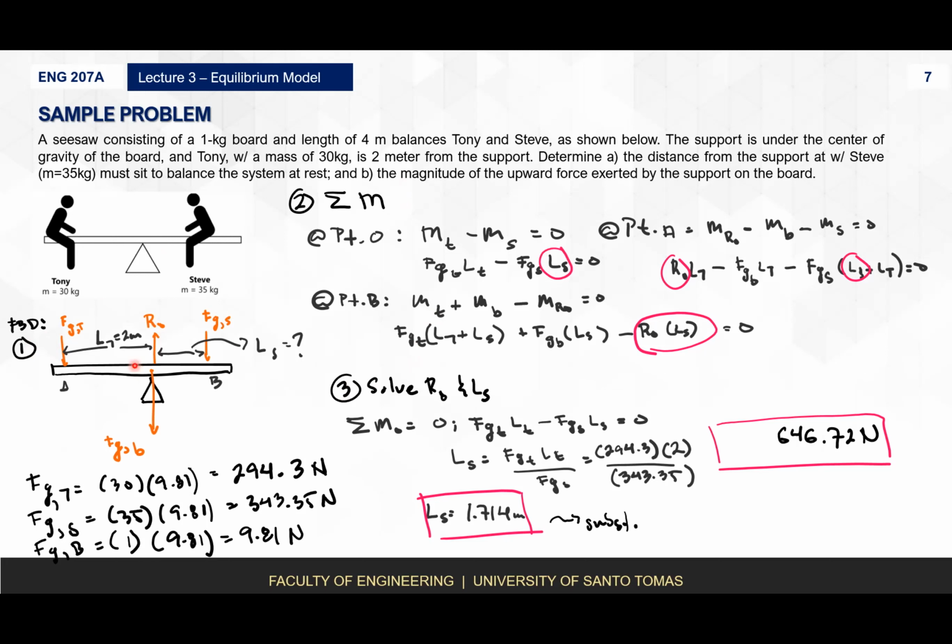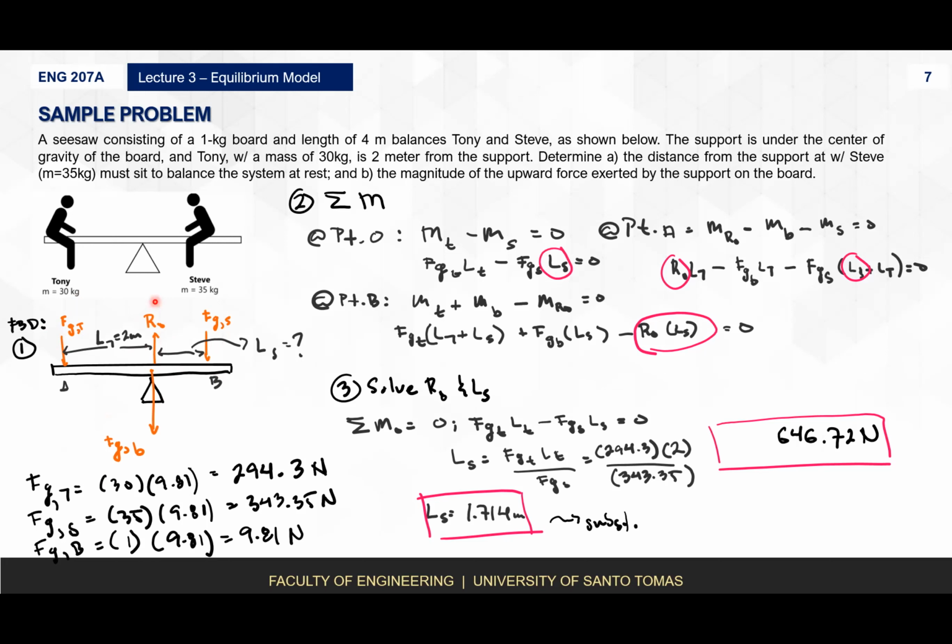So what are the forces that you're dealing with muna? For one, the board has a mass of 1 kilogram. So he has a force of gravity doon. Let's call it FGB. You have yung weight ng tao, Tony and Steve, so 30 times yung G, 35 times yung G. So we have this pointing downwards. And then of course, you have yung support dito that, since it's only vertical, I guess it's a roller thing. It's a simple one. It has a vertical reaction. Let's call it RO. Okay, reaction at support.